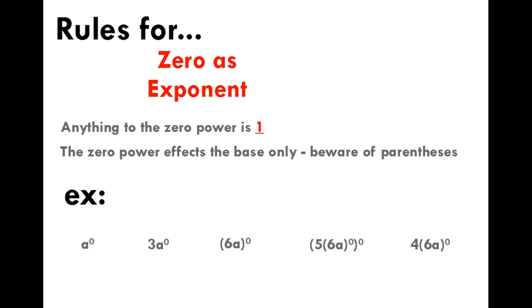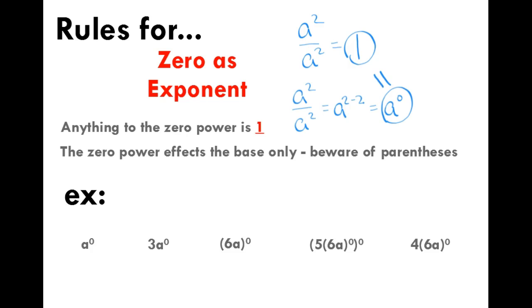When you have a squared over a squared, we know that's 1. That's not a weird thing, because a number divided by itself is always 1. But if we follow the rules and we say a to the 2 minus 2, which is a to the 0. It's something in math that just has to work. These two things have to be the same, or else math doesn't work.